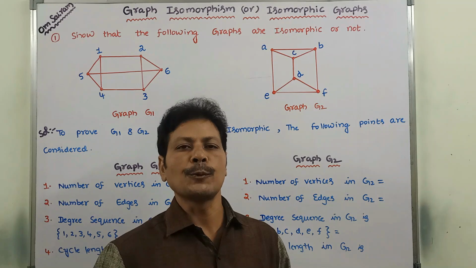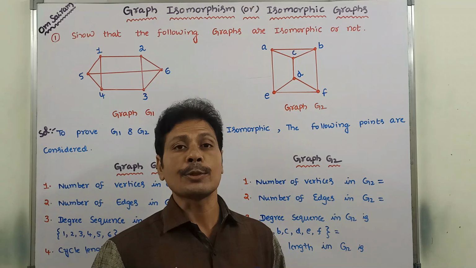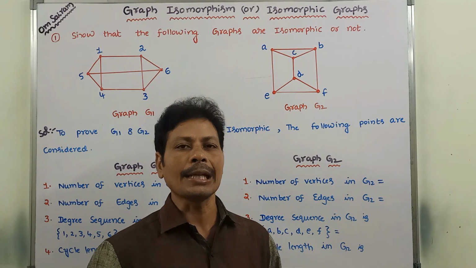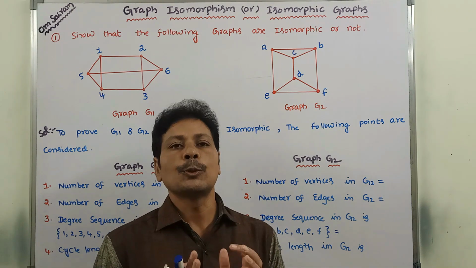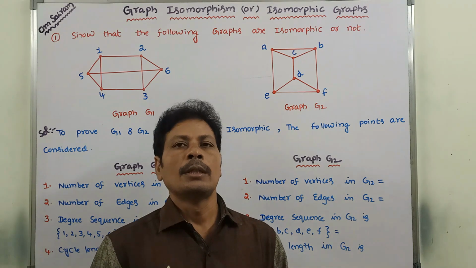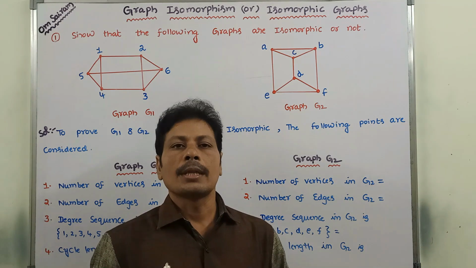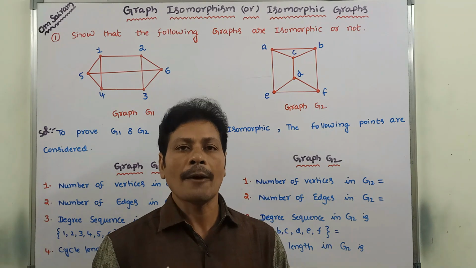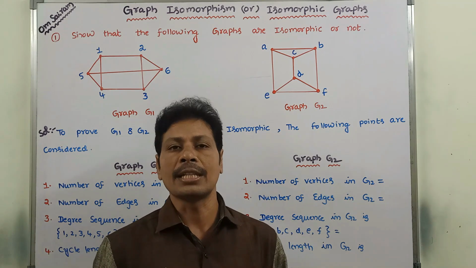Today we have to discuss graph isomorphism, or isomorphic graphs, in the discrete mathematics and graph theory course. First of all, how can you say that two graphs are said to be isomorphic graphs? Let G1 and G2 be two graphs. These two graphs are said to be isomorphic graphs if and only if they satisfy 7 conditions.